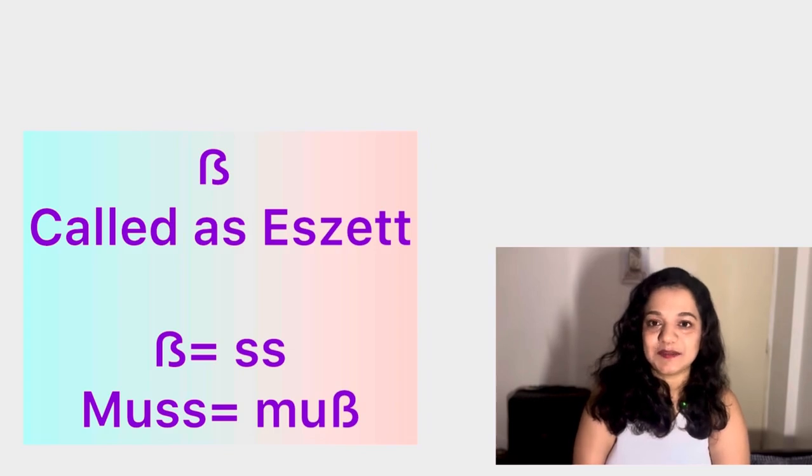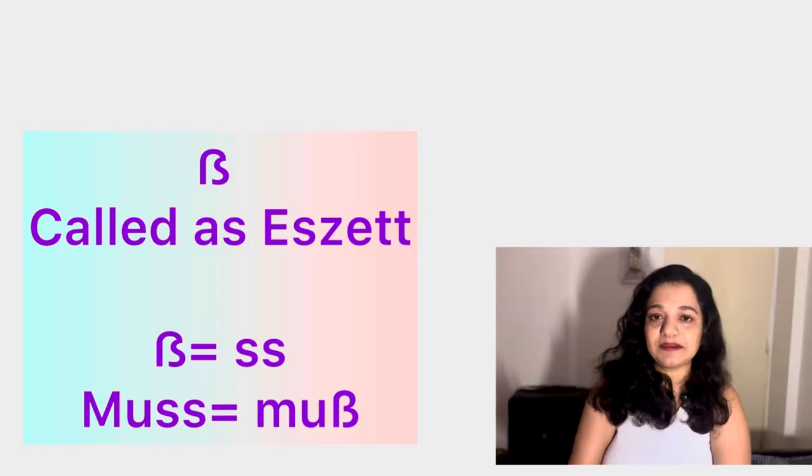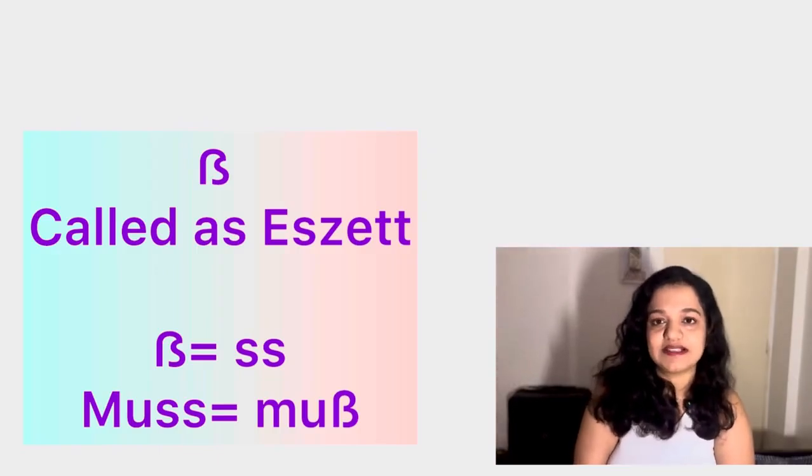It is called SZ. You can simply replace double S anywhere with this alphabet. For example, muss means must. You can replace this double S with this alphabet called SZ. Muss, which means must. So these are the 30 alphabets in German.